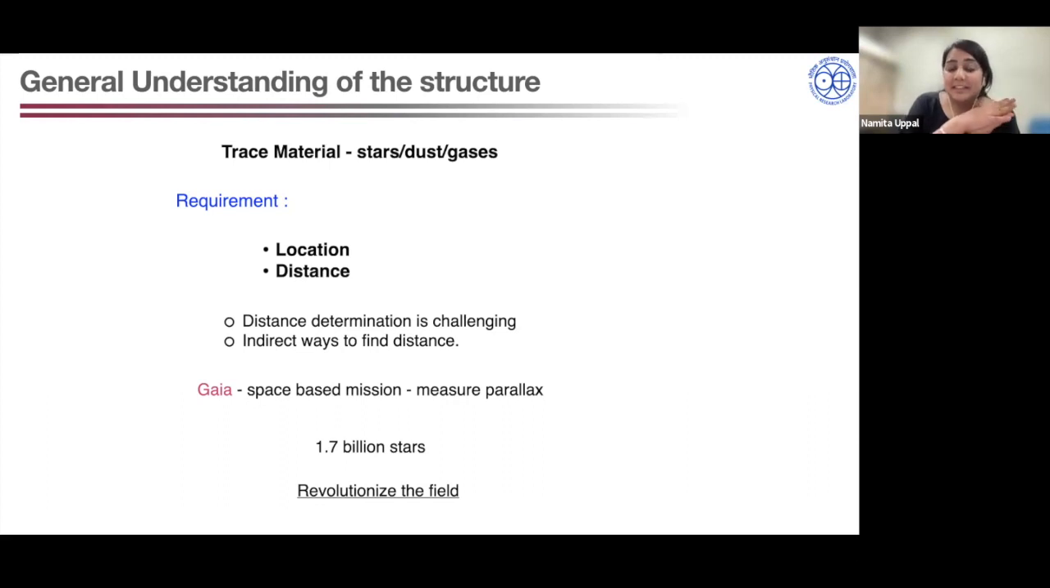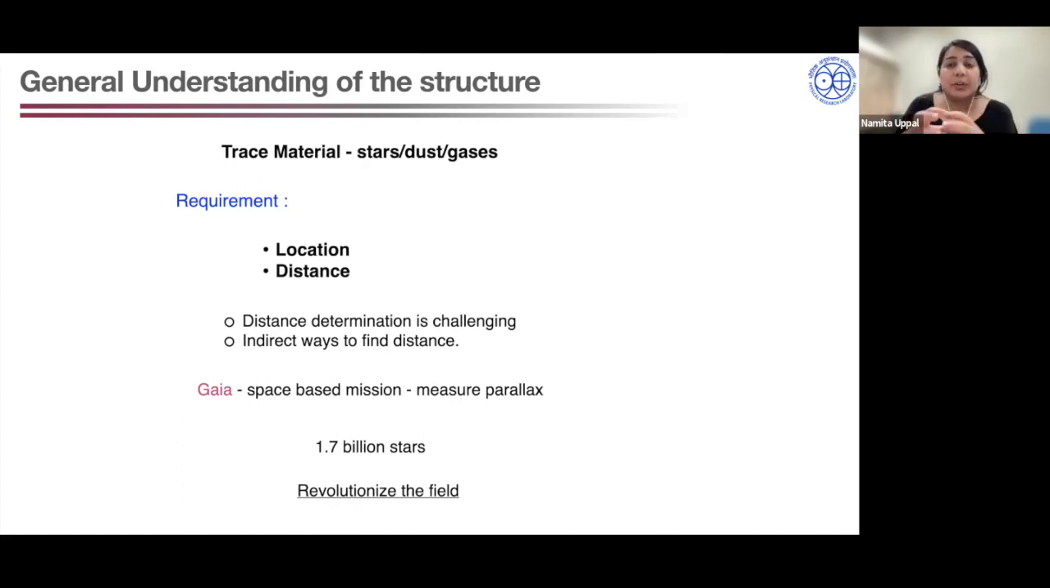But recently, in 2014, 2015, a space-based mission, Gaia, was launched by the European Space Agency, and it has measured the parallax of 1.7 billion stars. They have provided us with accurate distances of many stars. So this Gaia space-based mission has revolutionized this field and has provided many good results related to the structure and the chemical evolution of the Milky Way galaxy.